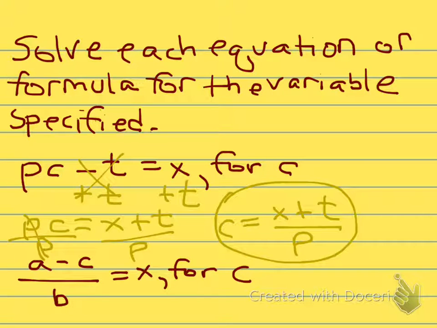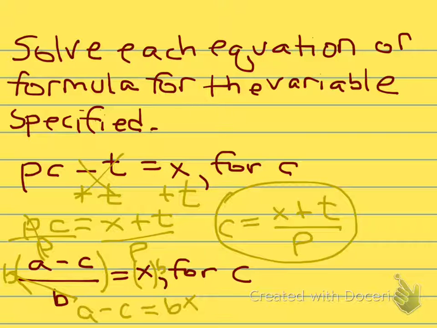My next problem, I'm also going to be solving for C, but it's set up a little bit differently. So I need to cancel out what's not directly with the C here, which is the B. And since this is divide by b, I'm going to multiply by b on both sides. So that cancels out the b on the side with the c. So I just have a minus c now. And I multiplied x by b, so I have bx, or xb, which means b times x.